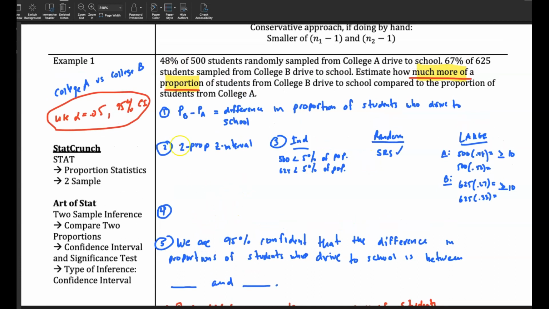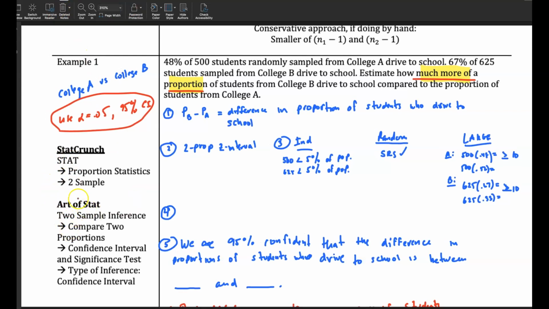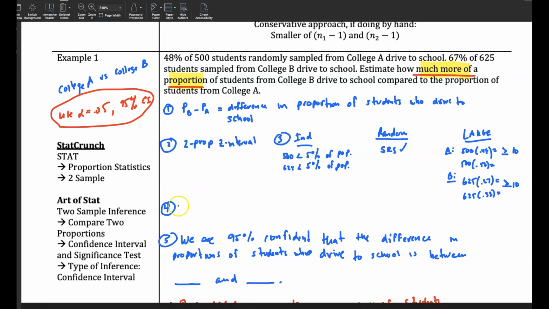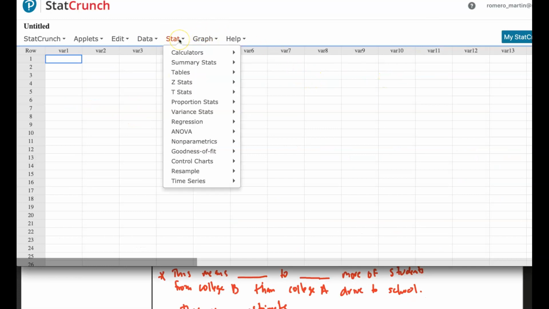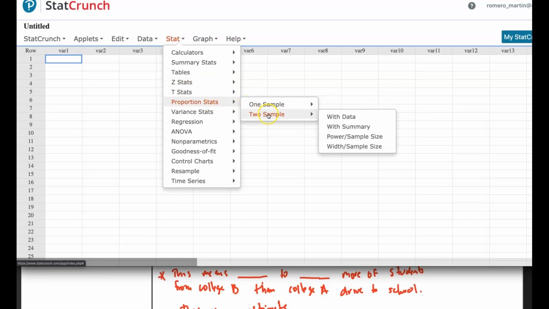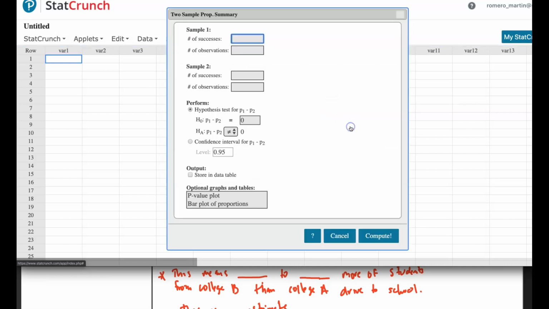calculate that confidence interval. So what we're going to do now is use technology, either StatCrunch or the ArtistStat. I'll show you both of those so that we can come up with a confidence interval for this. Let's first do that on StatCrunch. You have StatCrunch open. You're going to go to Stat, and then you'd think it'd go to Z, but we're doing proportion stats in this case, and this will be two sample. Proportion stats, two sample.